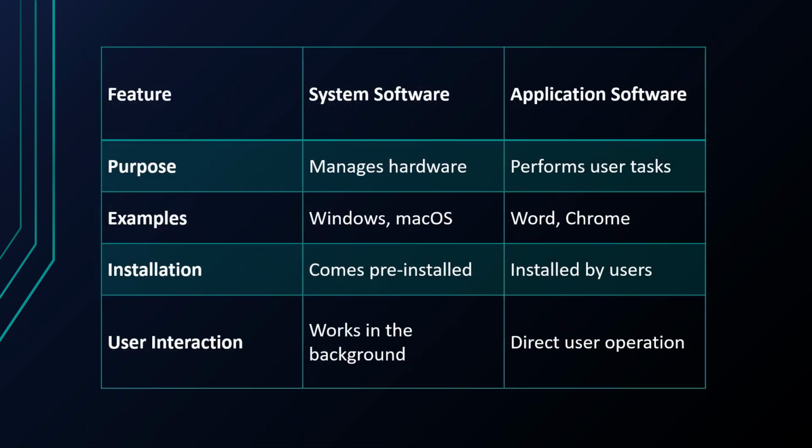Here is a table showing the difference between system software and application software. The purpose for system software is managing hardware, while for application software it performs user tasks. Examples include Windows or Mac OS, while examples of application software include Word or Chrome. Installation. System software comes pre-installed, while application software is installed by users. User interaction. System software works in the background, while application software uses direct user operation.